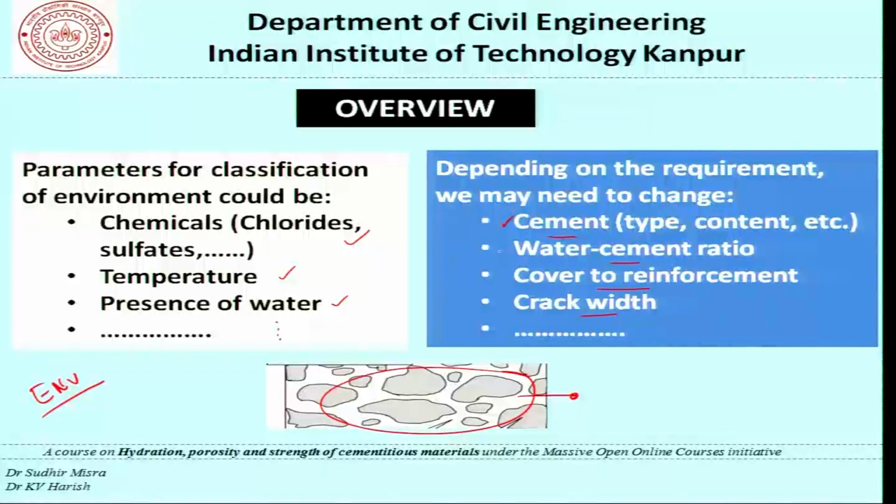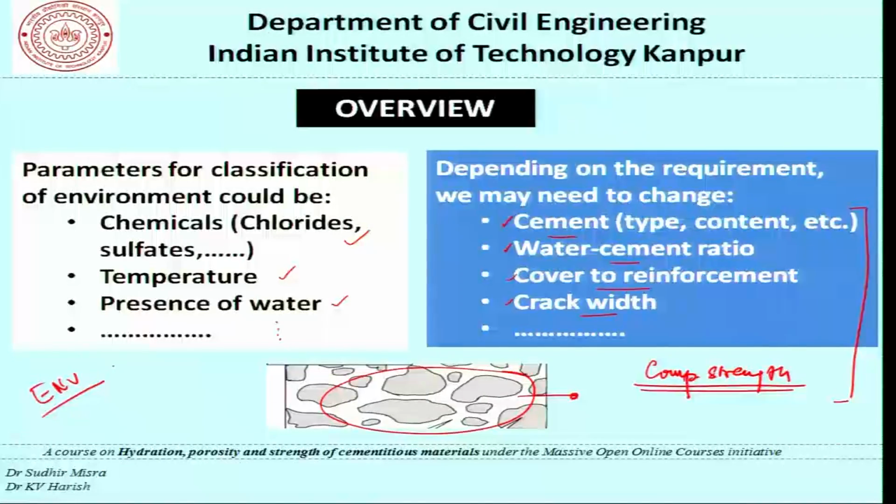We impart this durability or capacity by way of the cement content, the water cement ratio, the cover to reinforcement, crack width and, in our good old way, the compressive strength. If we are able to ensure the parameters here are within a certain range, then implicitly we try to meet the demand which is being placed on this concrete by the environment.